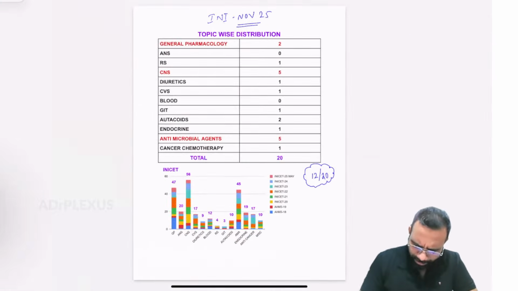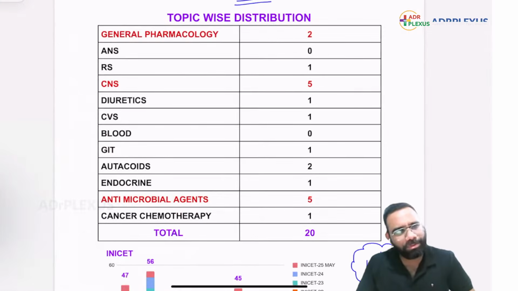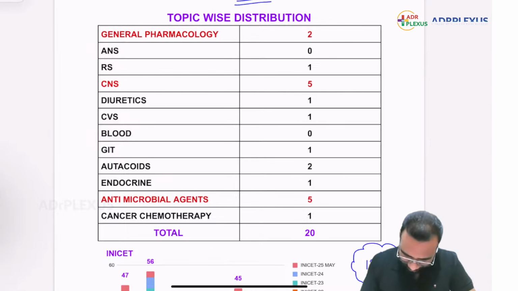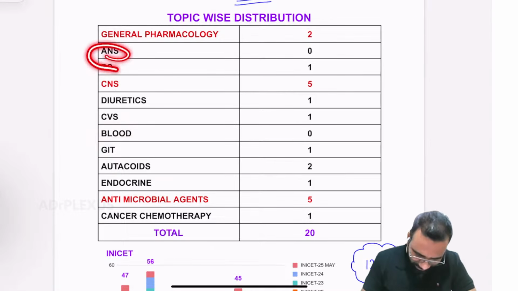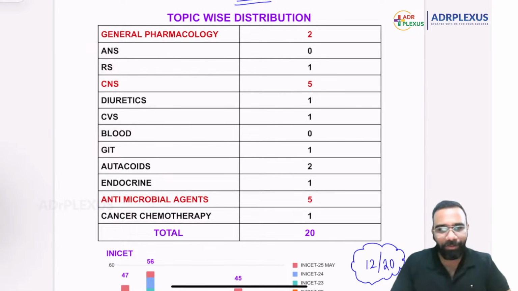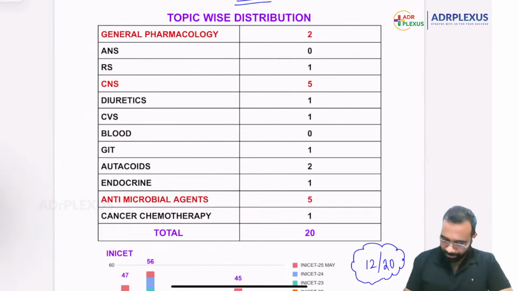This time he touched almost each and every chapter, but almost zero questions from ANS and zero questions from blood. So these are the two chapters which are left with zero questions. Except those two, he covered each and every chapter. Let's see one by one.